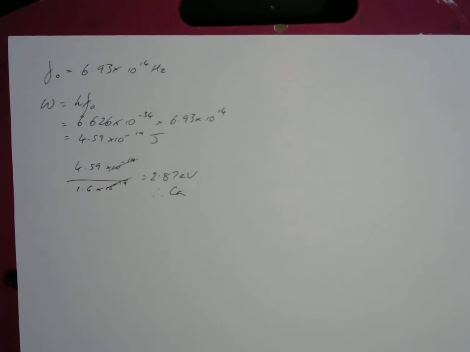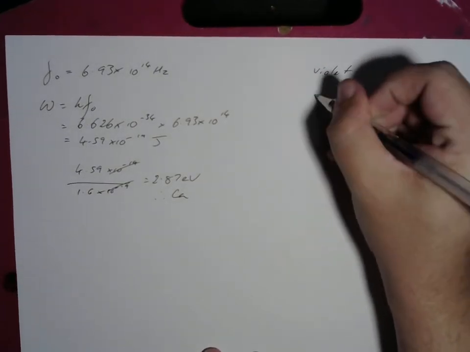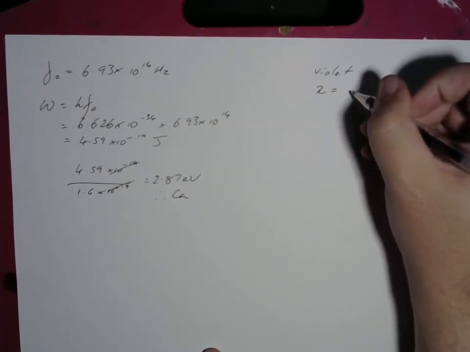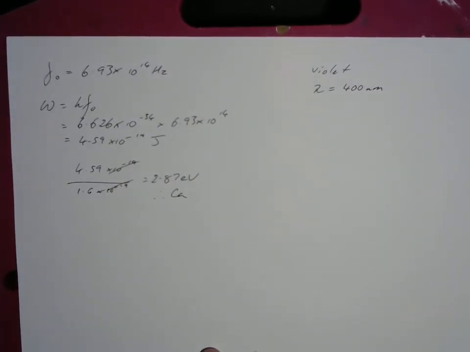Now, the second part. I'm going to do a little bit more on this question, just because it hasn't been asked for here, but I want to show you how we would go to the next step. Now we're told it's violet light, so I'm going to assume the wavelength is about 400 nanometers. It could be a bit lower, but it's a good assumption.